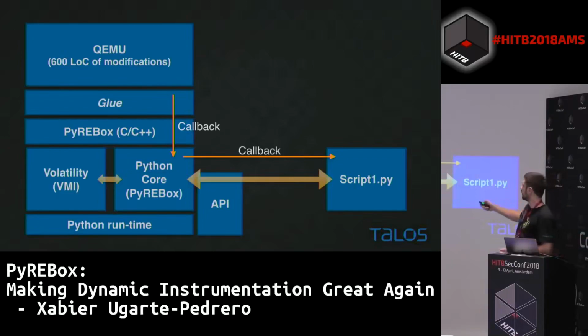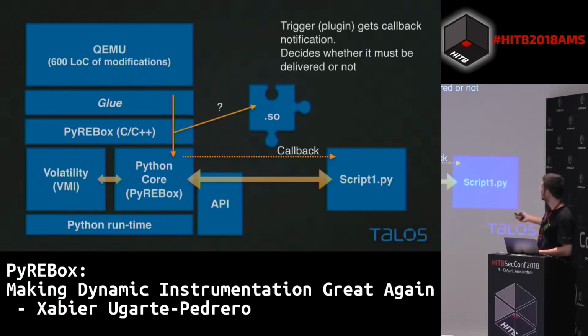So if this is the normal callback flow, when we insert a trigger, this is a shared library that gets loaded in memory, and PyREBox will first ask this shared library whether the callback should be delivered to the script or not. In this case, for example, we can do simple checks. These libraries can also keep some state, so they are not stateless, they can be stateful. There are mechanisms to save data between each pair of callbacks. So we can make some simple decisions that let us decide whether the callback must be delivered to the script in Python or not.